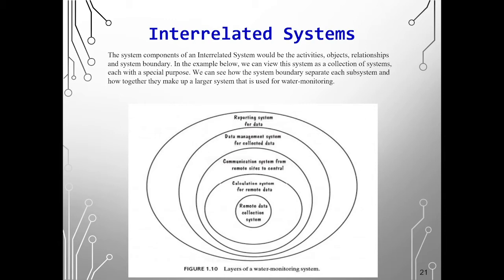As you can see from this system, it first begins with the smallest subsystem, which is the remote data collection system, and the collection system for remote data builds onto that system, and it continues on until it gets to the reporting system for data. So each system builds on the smaller system to create the larger system, because it's much easier for a software developer to create a smaller system and then build upon that, instead of just having this huge system they must create right away.